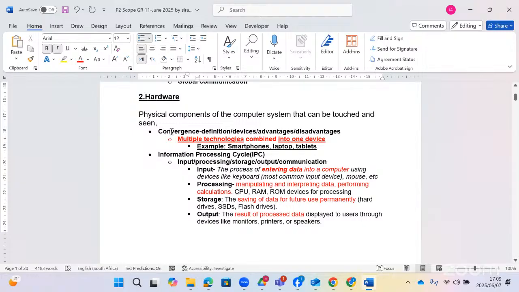Then you need to also know the term convergence. When you say convergence, that is multiple technologies combined into one device. Example, smartphone. From the smartphone, you will see multiple technologies like GPS. You can also see technologies like webcam or the camera inside. So when you have multiple technologies combined in one device to make it convenient for us so that we can do so many tasks, we call it convergence.